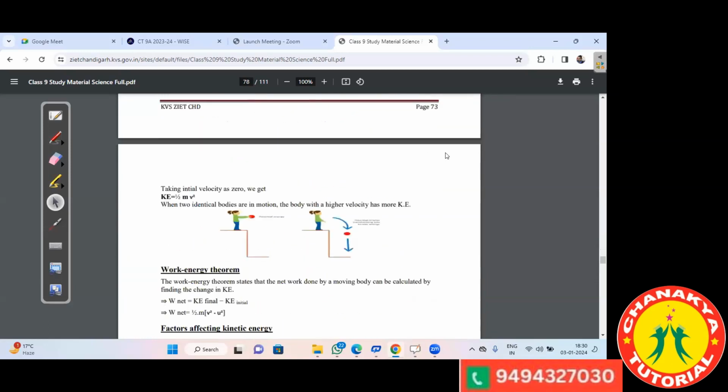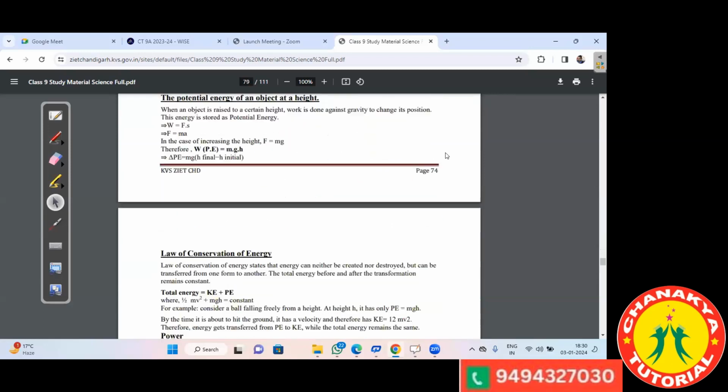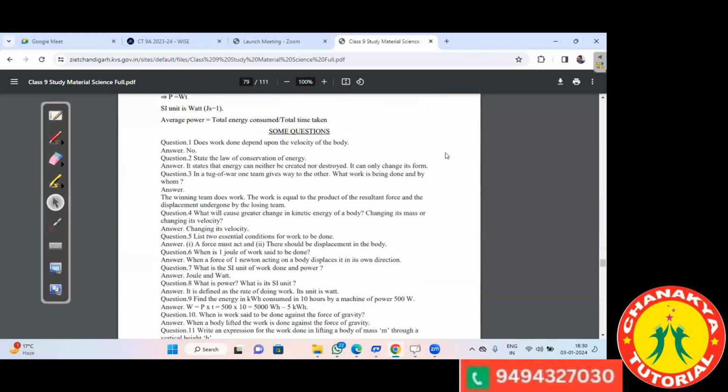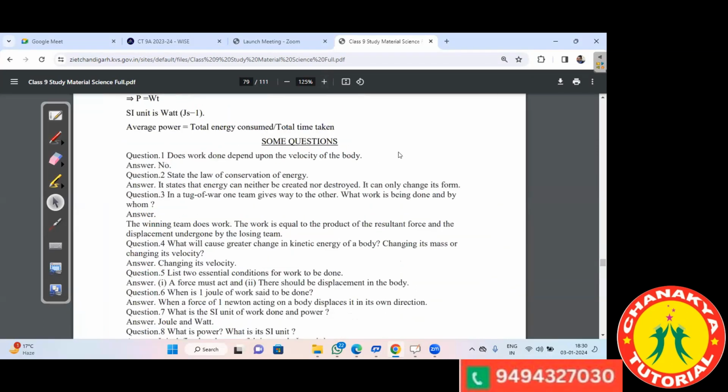Okay, so this is from work, energy, and power. You have the complete revision, and then we can start with the questions. So first question, does work done depend upon the velocity of the body? Whoever knows the answer, all of you can unmute yourself and answer the question quickly. Answers are already given here, but still try your own sense.